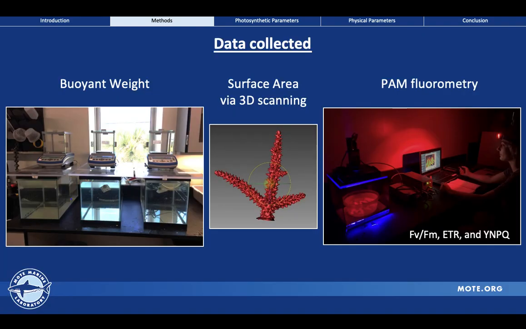The data that was collected was buoyant weight, surface area using 3D scanning, and PAM fluorometry, the main three methods used at the beginning, middle, and the end of this 2-month experiment.